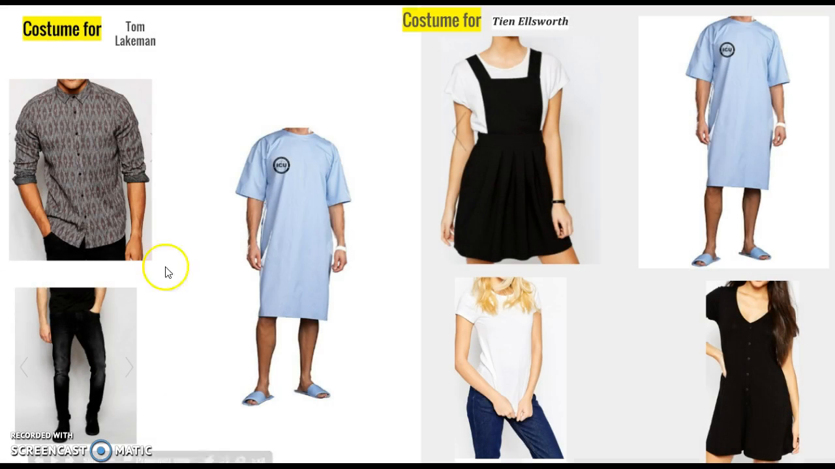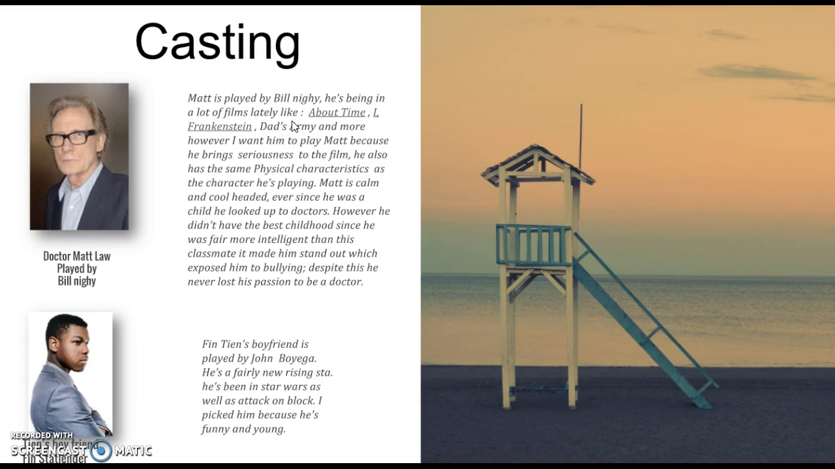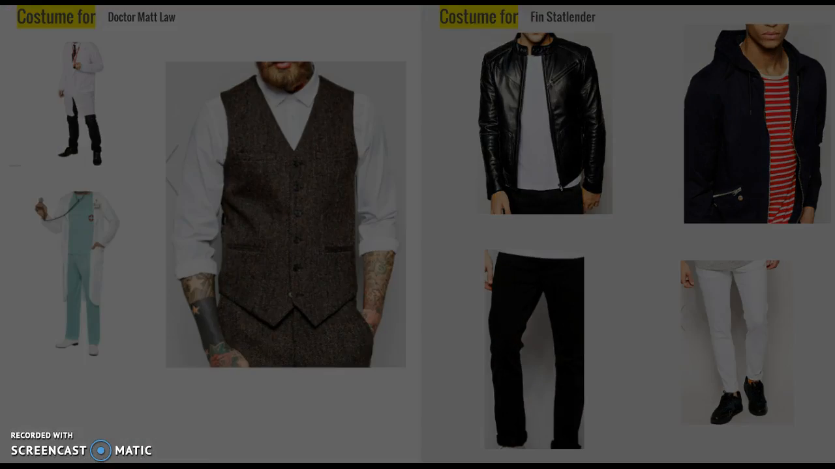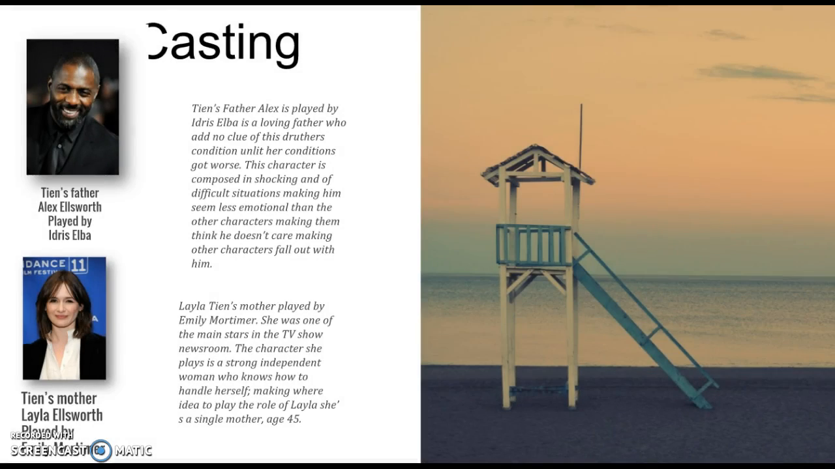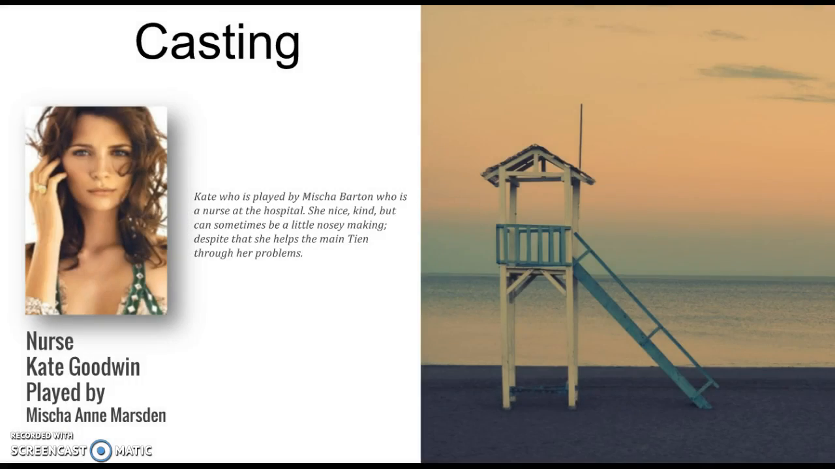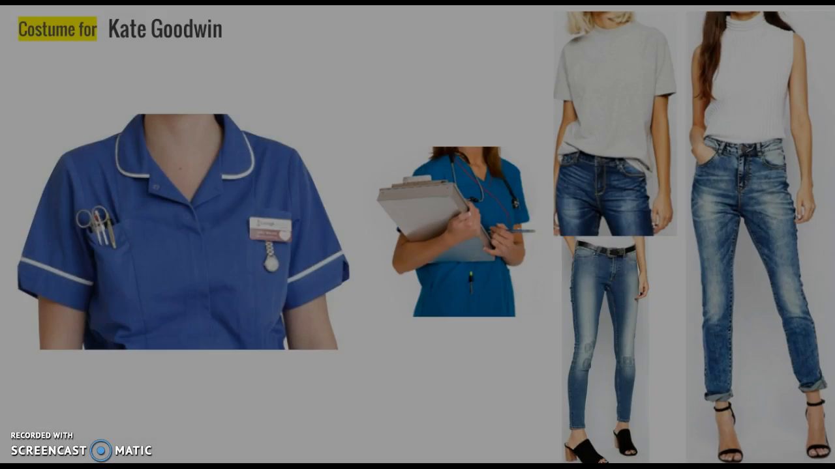These are the character costumes, one for Tiny and one for Tom. These are the secondary characters, Tiny's boyfriend, Finn, and the Doctor. And they also have costumes as well. I'll quickly rush through these so you can see. There we go, the parents, their costumes, the nurse, who also helps Tiny go through her problems, and that's her costume as well.